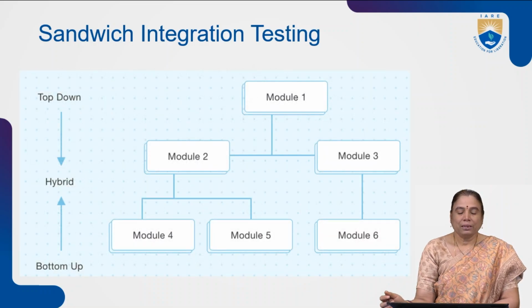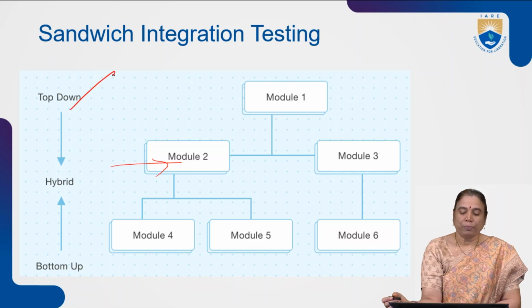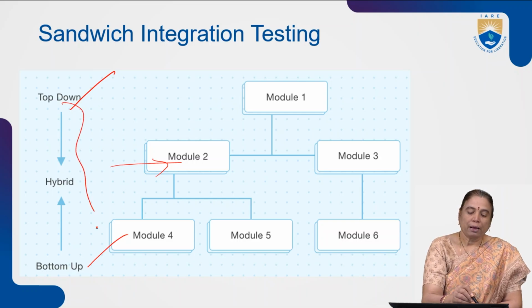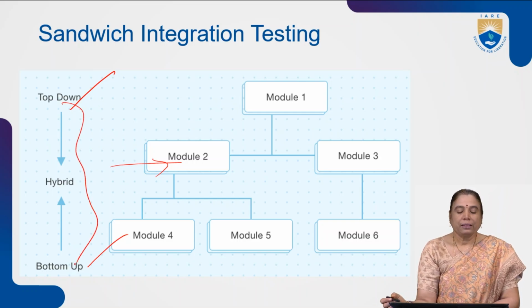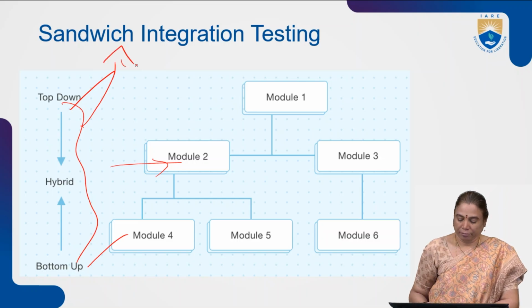So here consider this example. The target layer is this. On the above of this target layer, the integration testing is carried out with the help of top-down approach, and below of the target layer, the bottom-up approach is used for the integration. So both are combined here. So that's why the name implies sandwich integration testing.